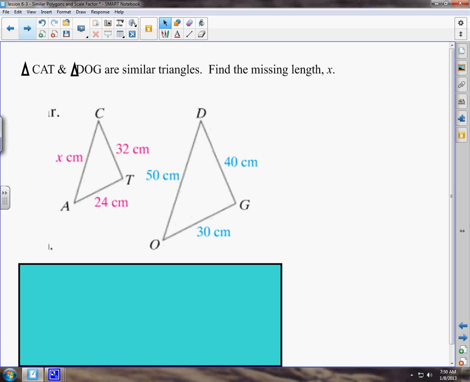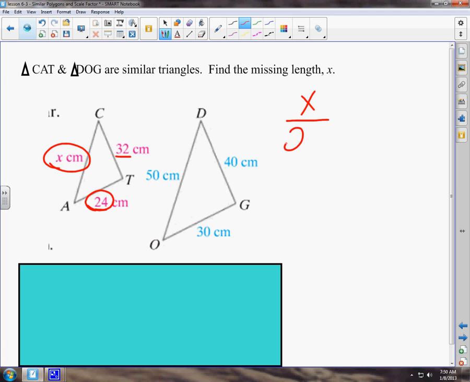Okay, so triangle CAT and triangle DOG are similar triangles. Find the missing length, x. Step one is to set up a proportion. I'm going to take x, and I can take either side. I can pick 32 or I can pick 24. It does not matter. So I'm going to pick 24, and I'm going to set up a proportion, x over 24. Notice those are the two that I've circled, and those are both in CAT. I am going to set them equal to DOG, and I'm going to figure out their counterpart.